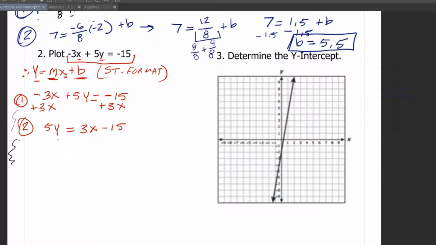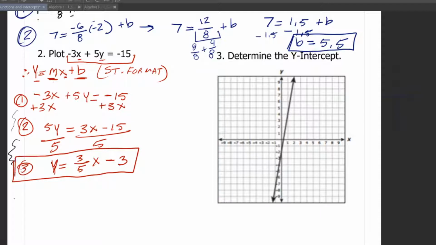Right? Okay, so we want standard format that looks like y equals some slope times x plus b. Y is by itself, so y equals 1. We want y to equal 1, so let's divide by 5. We're going to have to divide everything by 5, right? So we have y equals 3 over 5 times x minus 15 over 5, which is 3. Okay, so this is our equation for this problem.